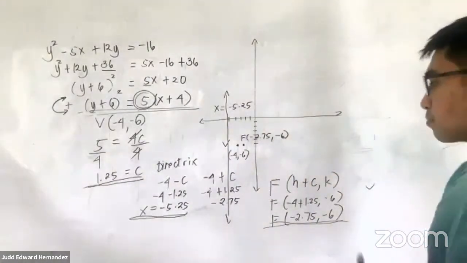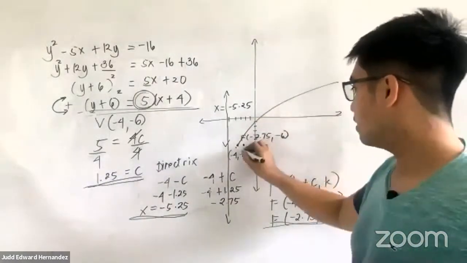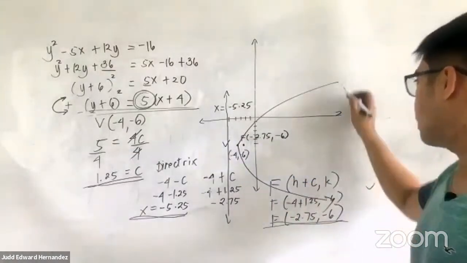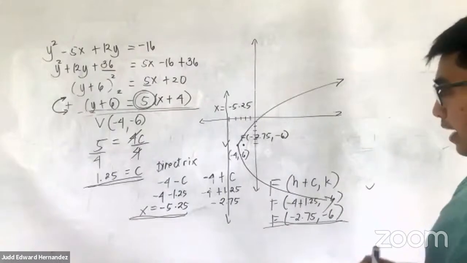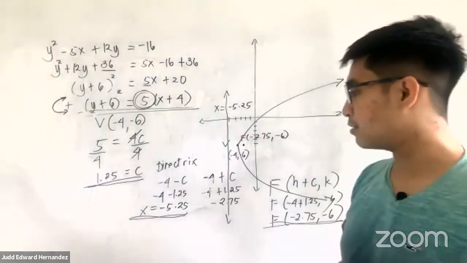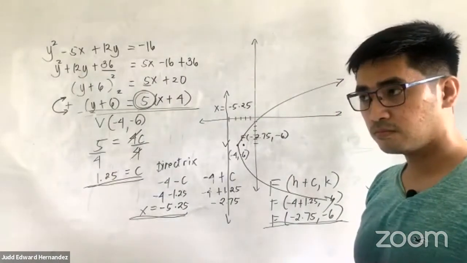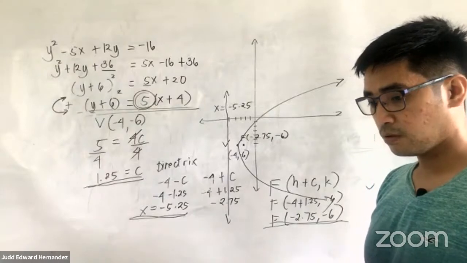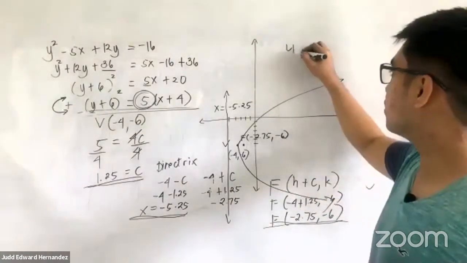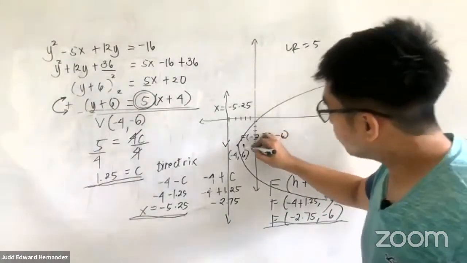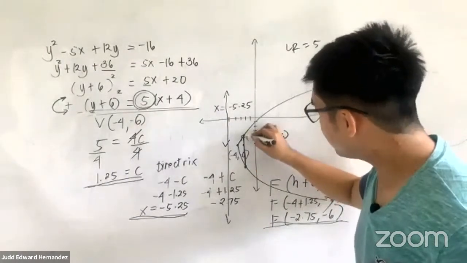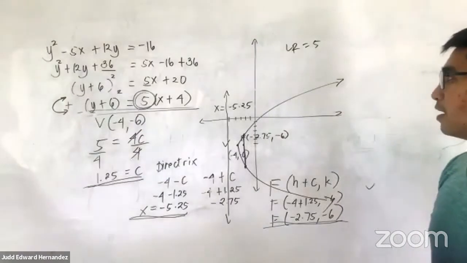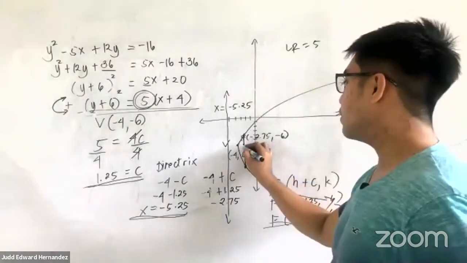Okay. So, this is now the parabola. Parabola opening to the right. What is the length of the latus rectum? 5 po. 5 is the length of the latus rectum. And what are the endpoints of the latus rectum? Sige nga, kuhanin natin yung endpoints ni latus rectum. Okay. 5 daw yung length ni latus rectum.